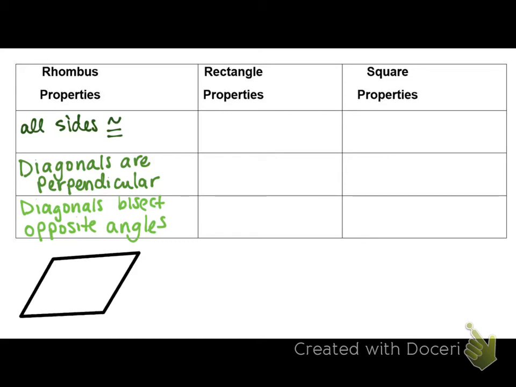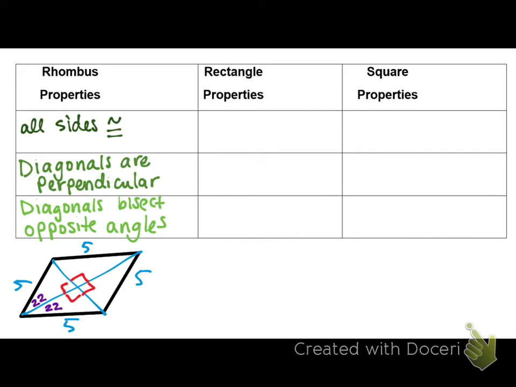So I'll show you what that means. That means the sides are congruent, so all of them would be the same length. What's the second one? Diagonals are perpendicular. Perpendicular means they intersect and form 90 degrees. So for any rhombus that you see, you can go ahead and put right angles at the intersection of the diagonals. And it also means that the diagonals bisect opposite angles. So if this angle is 22 degrees, what's the angle next door going to be? 22 degrees.